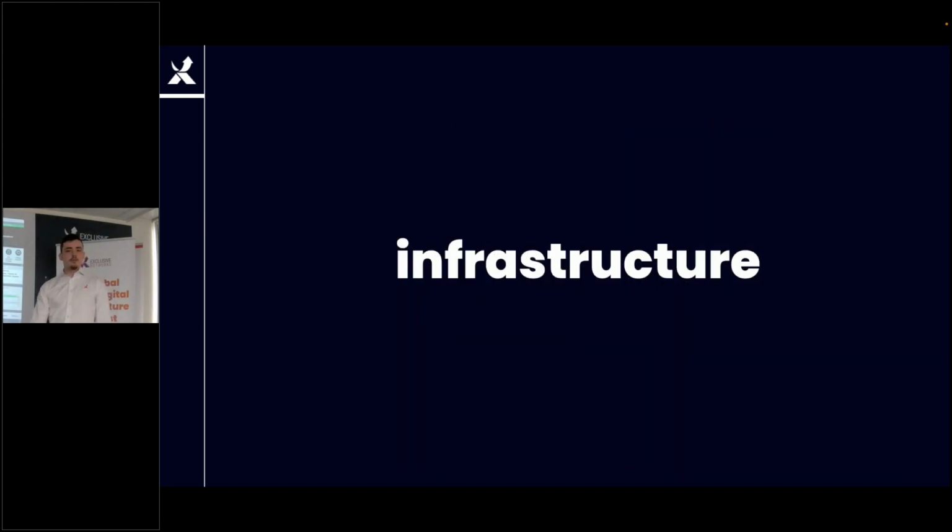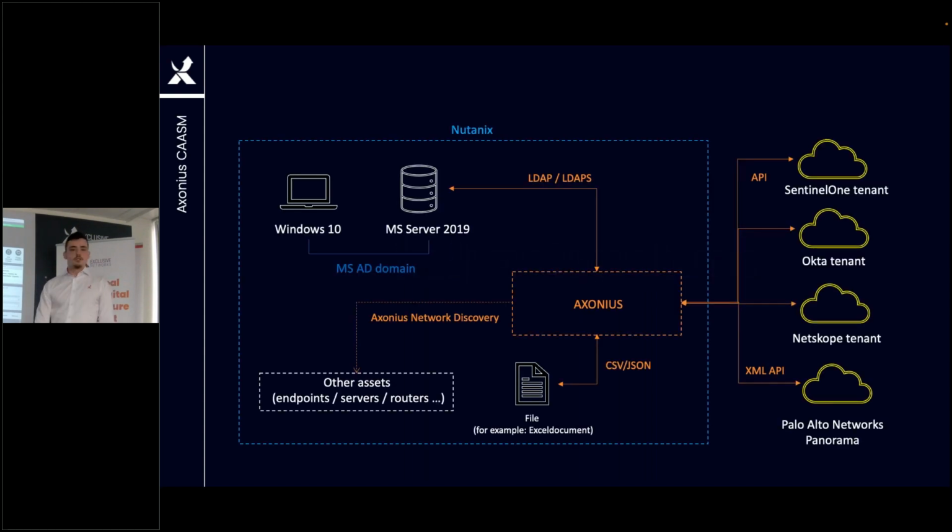Let's talk about the adapters, but first let's talk about the infrastructure. Here we can see the infrastructure that is set up for today's webinar. We have a couple of assets, both running on-prem and in the cloud. But today I want to focus on that Windows 10 client here that's running on-premise on our Nutanix server. That Windows client is also a member of a Microsoft Active Directory domain, and today I want to show you how you can integrate Axonius with those different solutions.